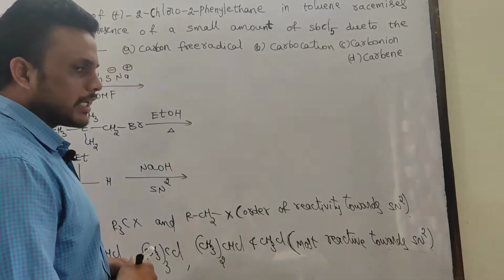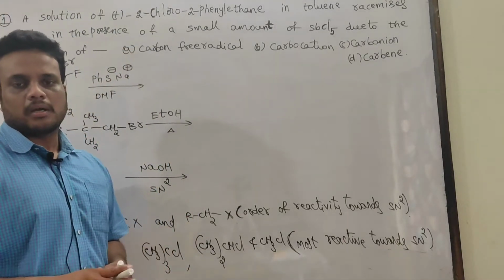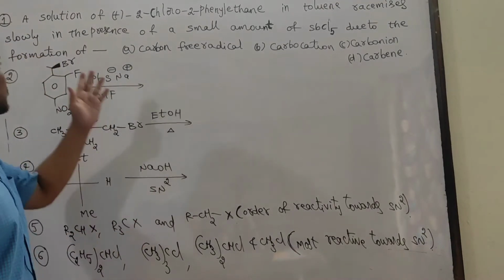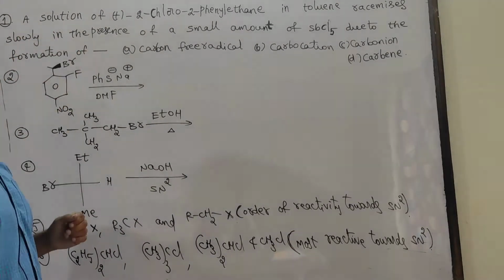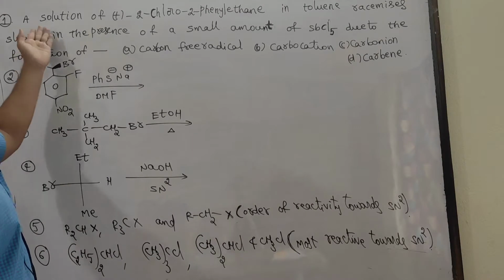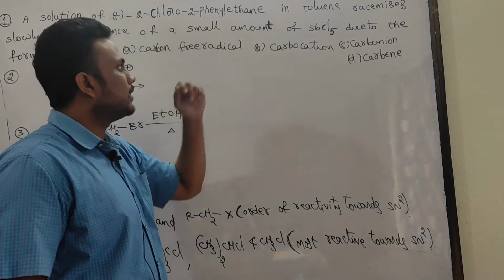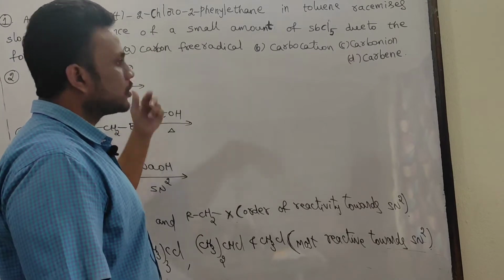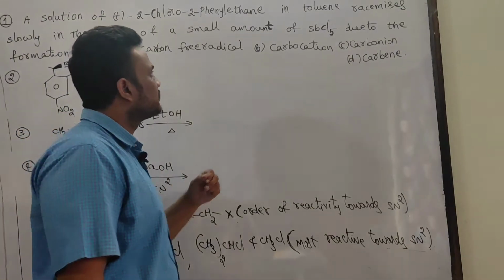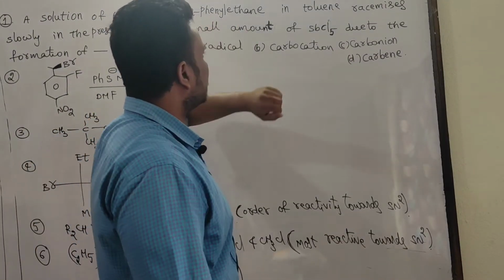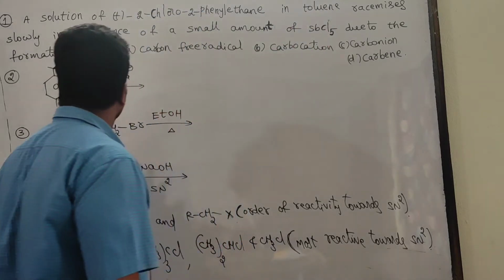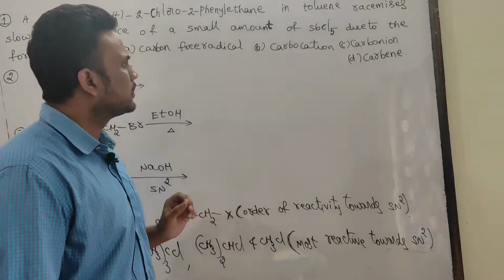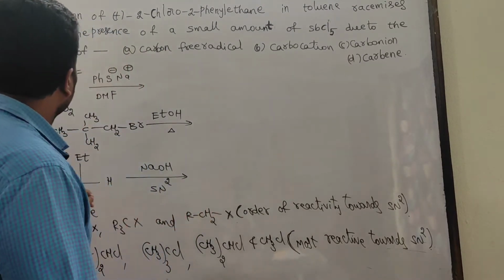So let's see which type of model comes in competitive examinations. So let me solve these questions. First, you see this question. This question came in the advanced examination. A solution of plus 2-chloro-2-phenyl ethane. So it is clear plus 2-chloro-2-phenyl means that it is optically active. One of the enantiomers of 2-chloro-2-phenyl ethane in toluene racemizes slowly in the presence of a small amount of SbCl5. Some reagent we are given, due to the formation of what?